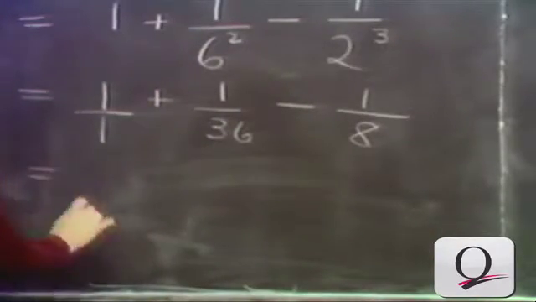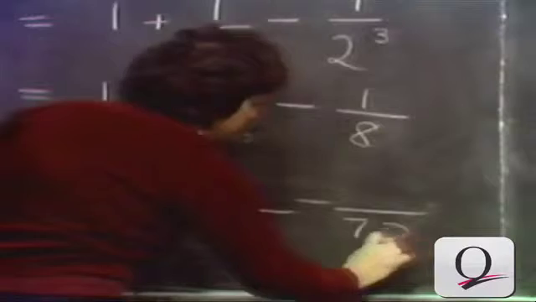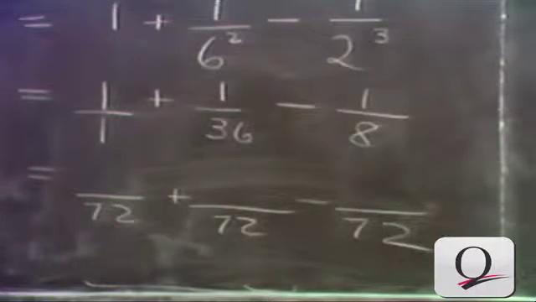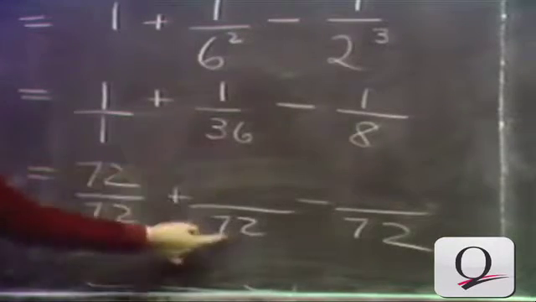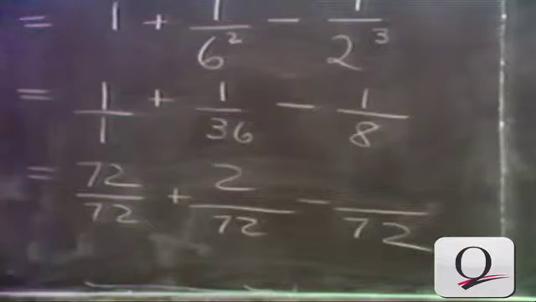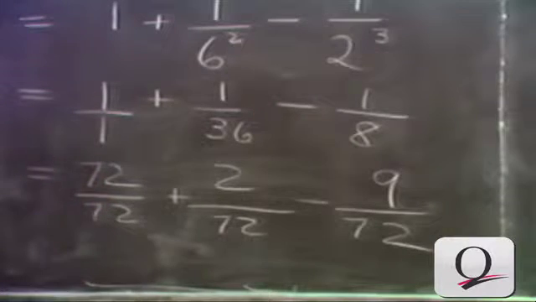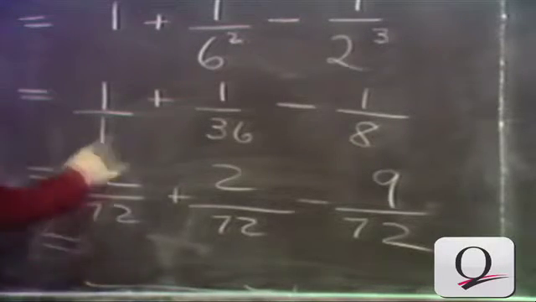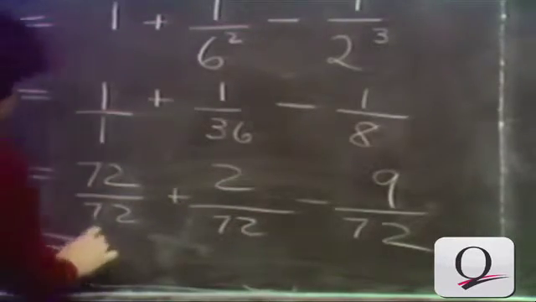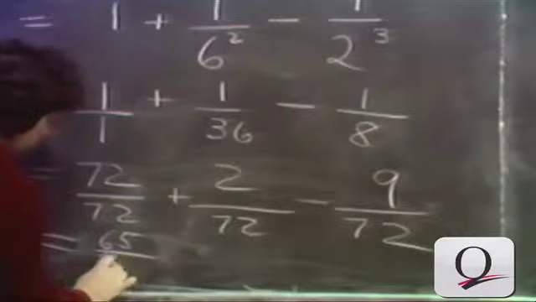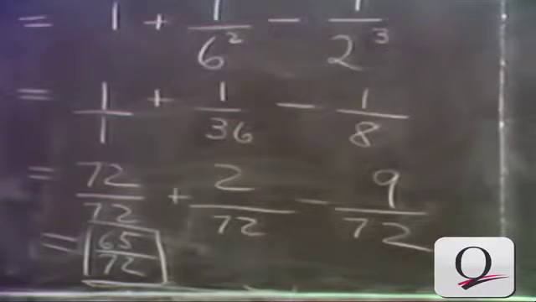So we want to combine over this denominator 72. In each case, build a fraction equivalent to the original one. Here, we multiply the denominator by 72, the numerator as well. Here we multiply the denominator by 2, so we multiply the numerator by 2 as well. Here the denominator is multiplied by 9, so the numerator is also, giving us, now combining numerators, 72 plus 2, that's 74, minus 9, or 65 over 72 for our answer in this example.